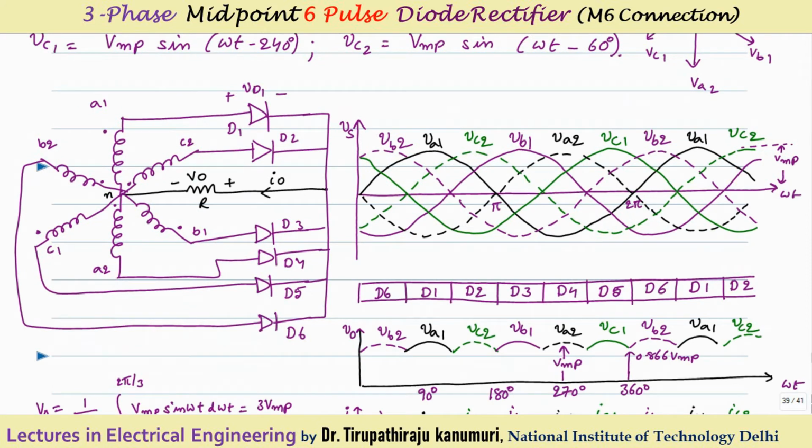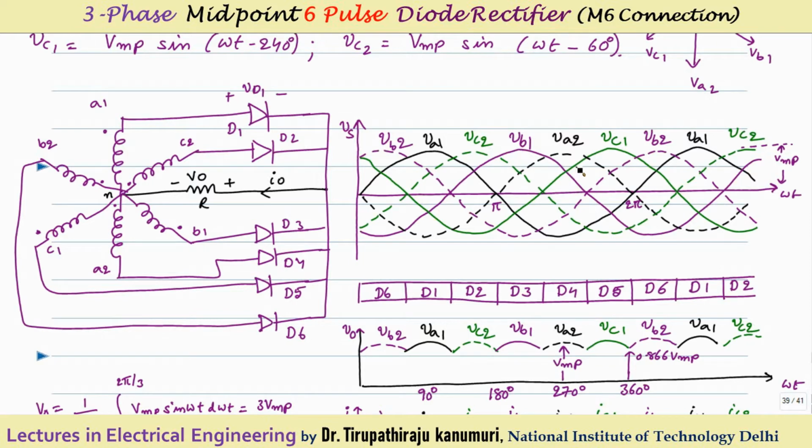If you want to see how the waveforms will come, this is my waveform of VA1, and the waveform of VA2 will be opposite to this one. That's why I have represented it with dots in the same color, black. So you can see this is my VA2. Similarly, VB is lagging behind VA by 120 degrees. This is my VB1. So VB2 will be 180 degrees opposite to VB1. I have represented it with dots. So this is my VB2.